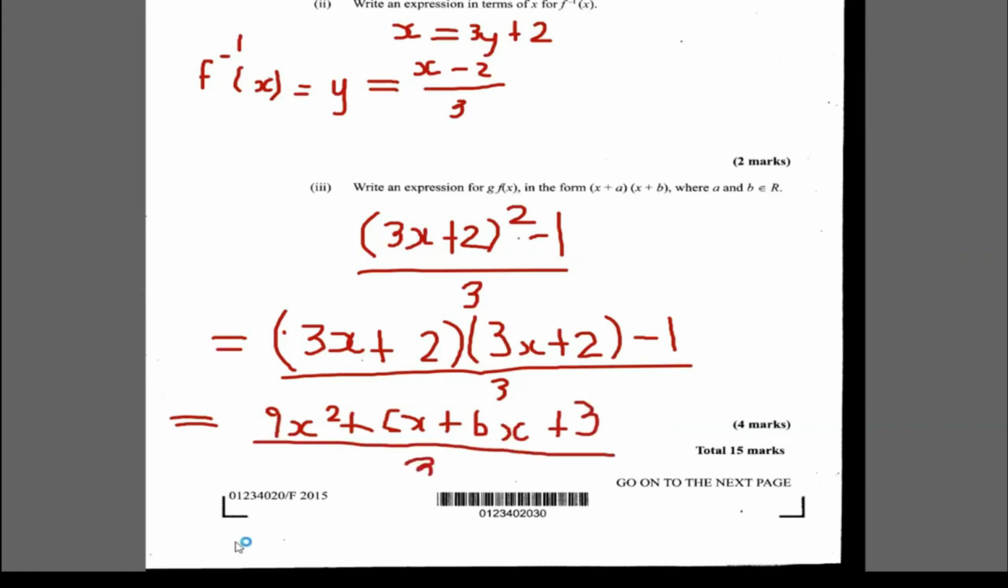So since it's being divided by 3, the final answer is 9x squared over 3 is 3x squared, plus 6x plus 6x is 12x, and 12x over 3 is 4x, and then 3 over 3 is 1.